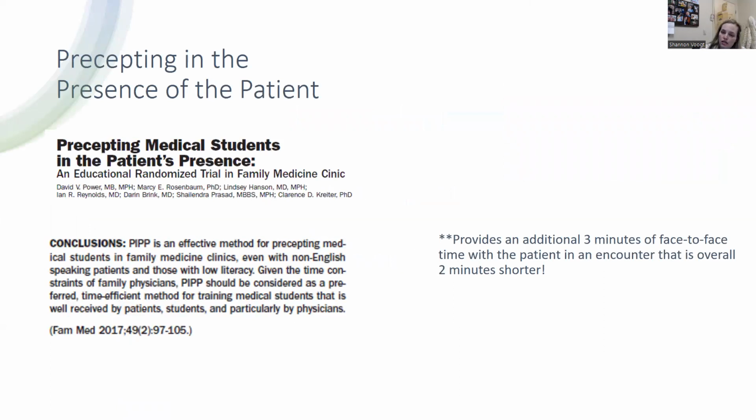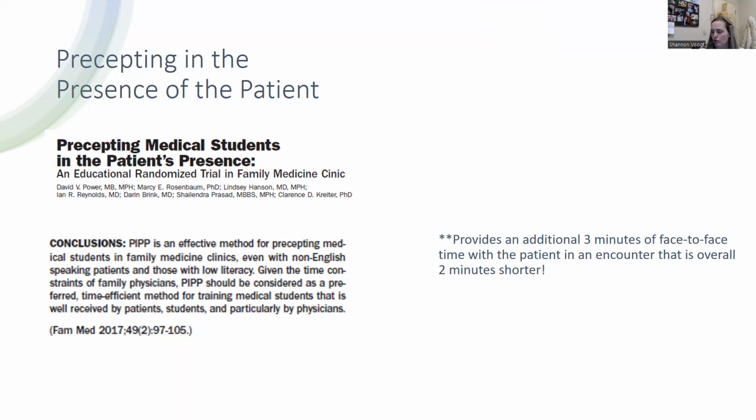Precepting in the presence of the patient has been studied. This is a randomized trial from 2017, but it's basically an effective method, particularly in family medicine clinics, because with time constraints, it's a really time-efficient method that was very well received by students. They asked patients, physicians, everybody, and thought it was fine. It actually gives you more time with your patient and less time overall in the encounter. So it saves you time. You get to spend more time with your patient.